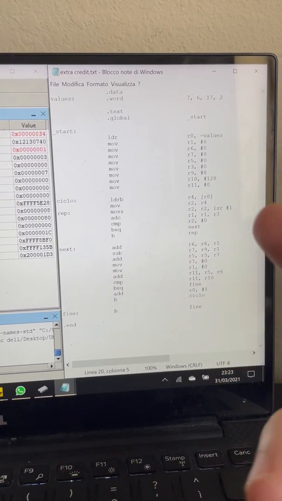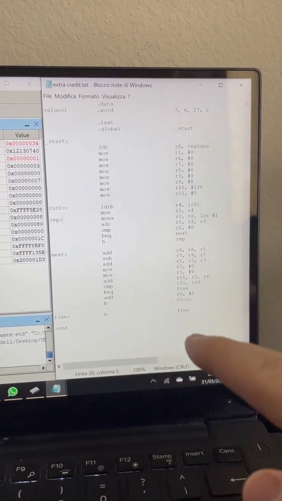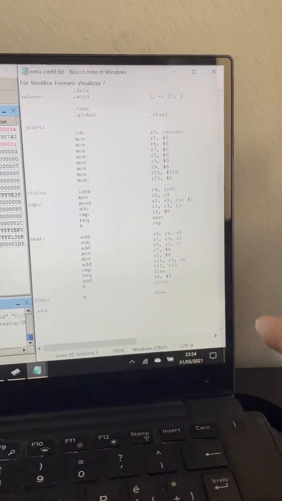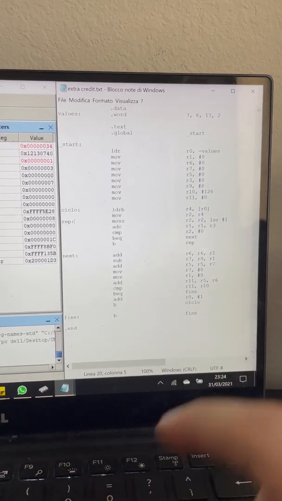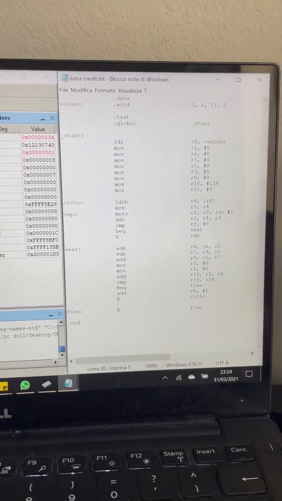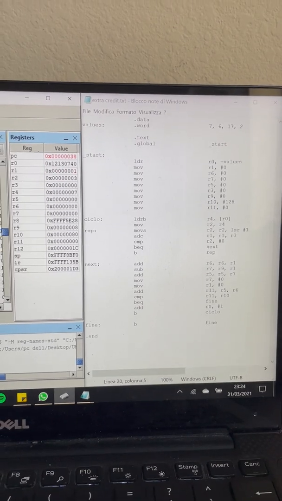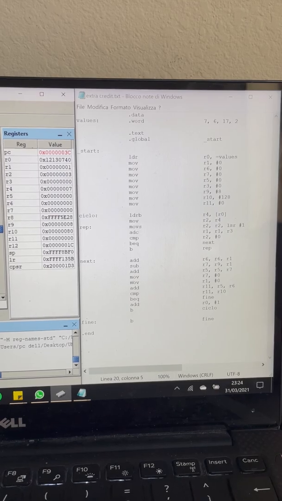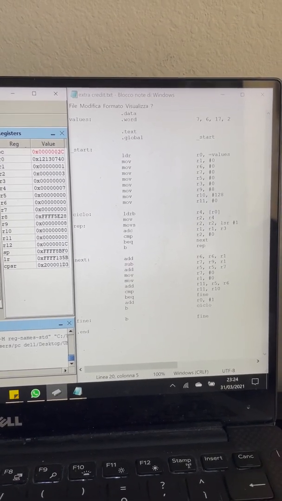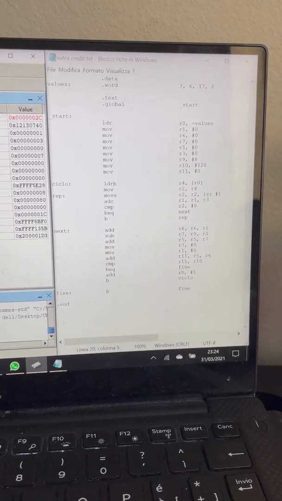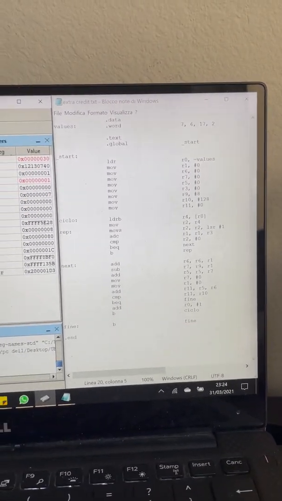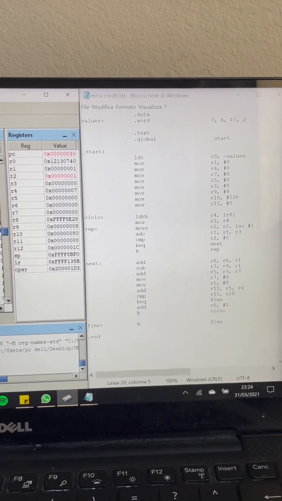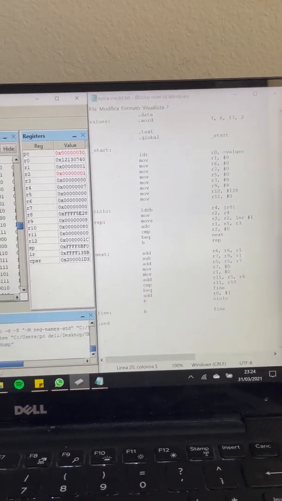Basically, logical shift right 1 means it will divide by 2. It will shift the ones by one time to the right, so it will divide by 2 only 1 time. So we're dividing R2. Oh wait, yeah. First we're going back. Okay. So R2 you can see is now divided by 2 again.